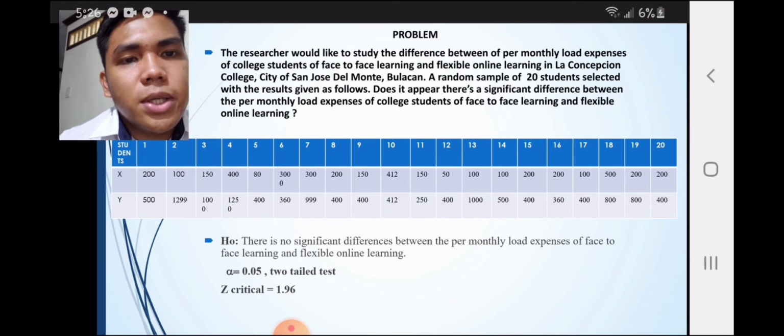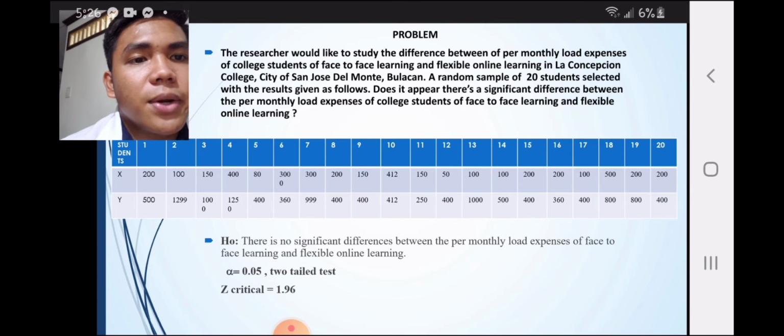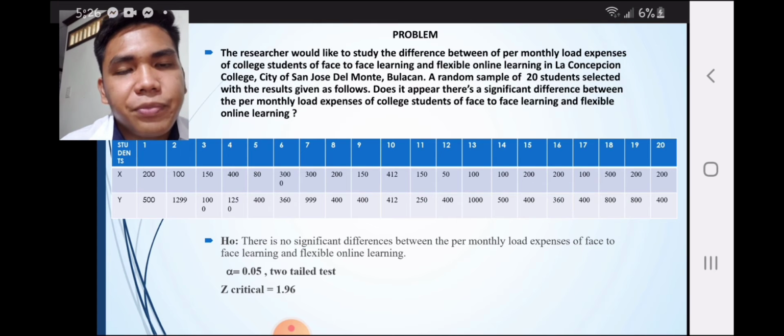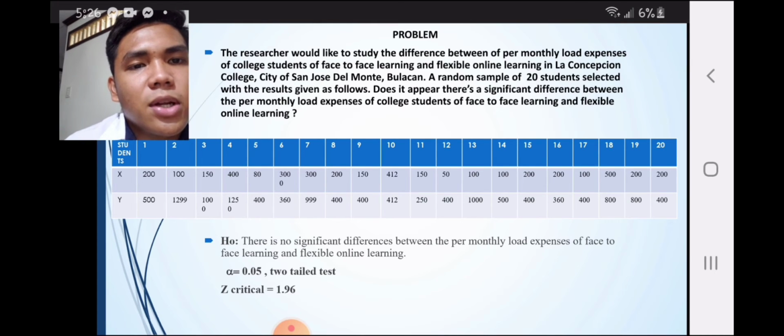So our H0 is there is no significant difference between the per monthly load expenses of face-to-face learning and flexible online learning. Alpha equals 0.05, two-tailed test, Z critical equals 1.96.